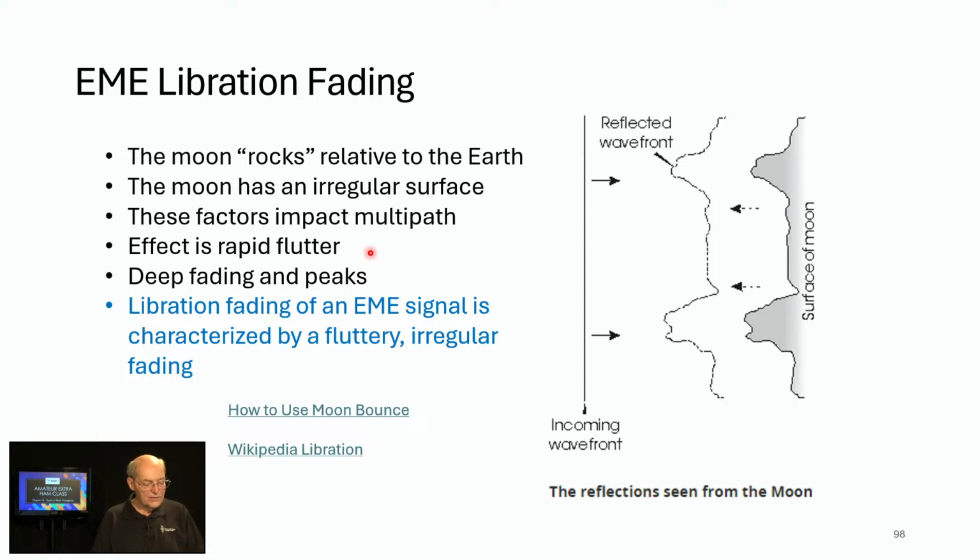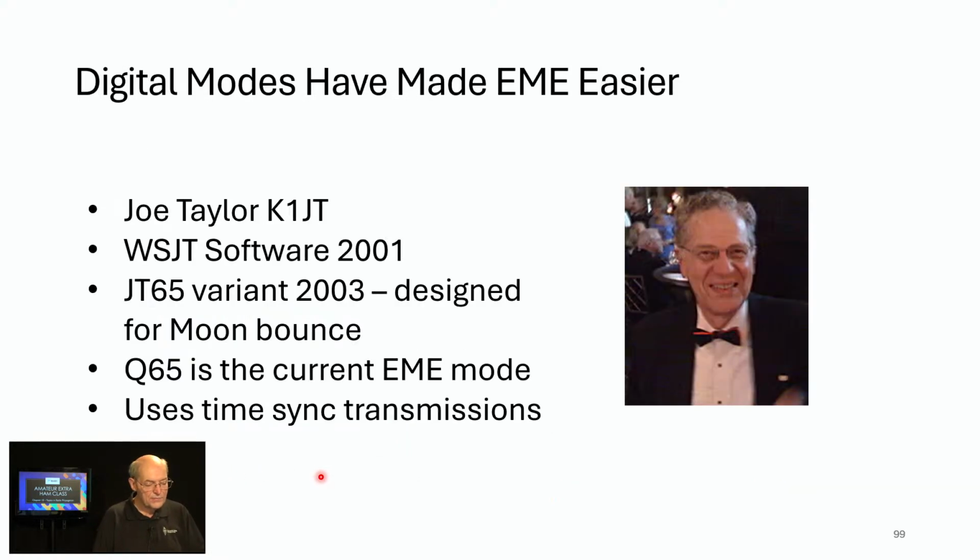If you're trying to do it on sideband, I don't know if anybody does this on sideband. Deep fading in peaks, and then libration fading of an EME signal is characterized by a fluttery, irregular fading. And there's an article here, how to use Moonbounce, and then there's a wiki article on libration fading that you can look into if you care to.